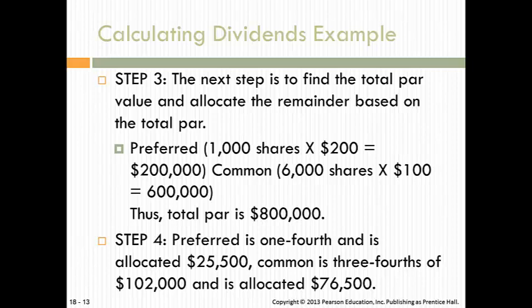If the preferred stock has a total par value of $200,000 out of a grand total of $800,000, then the ratio is 200,000 divided by 800,000. We multiply that ratio by the amount left to distribute, and we would arrive at $25,500. The remaining dividend is allocated to common stockholders.